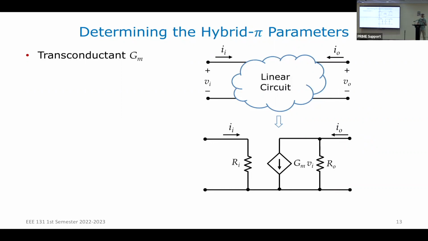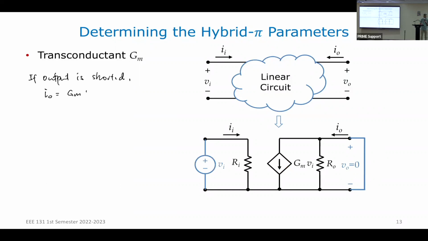Yeah, if I short this, no? If I short this, okay, then my I of O is just going to be gm V of I. So if I short this, my I of O is going to be gm V of I. I of O will be equal to gm multiplied by V of I.